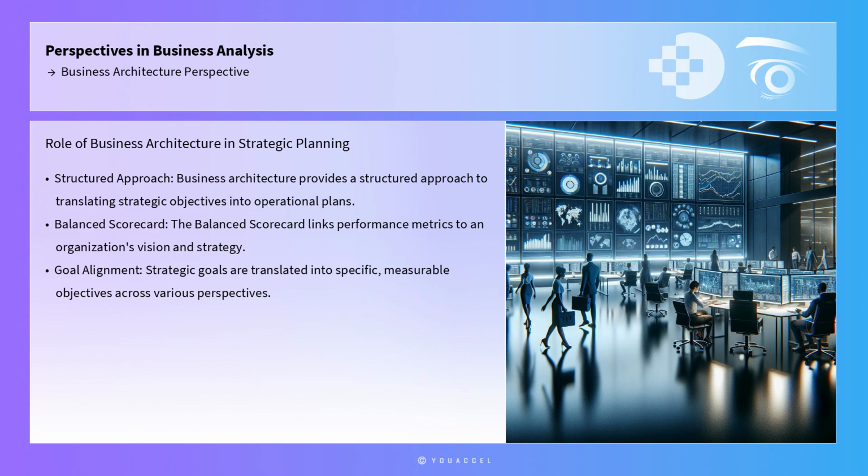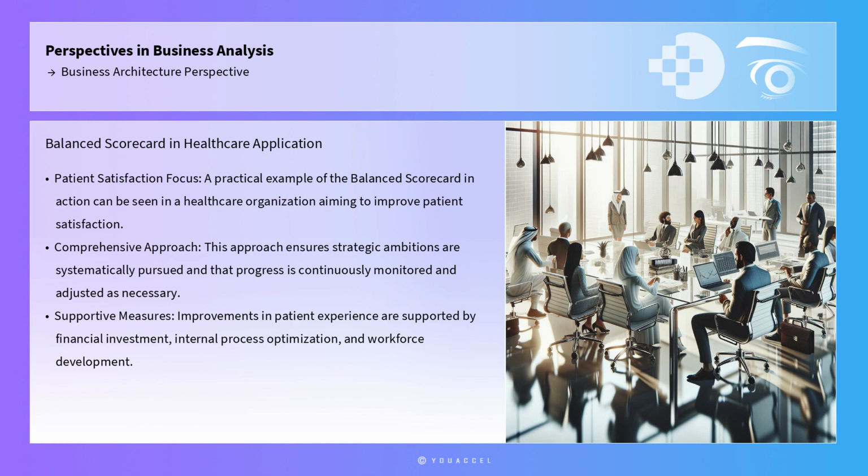This alignment is critical for maintaining focus and ensuring that all organizational activities contribute to achieving strategic goals. A practical example of the balanced scorecard in action can be seen in a healthcare organization aiming to improve patient satisfaction. By establishing specific objectives and metrics for each perspective of the balanced scorecard, the organization can ensure that improvements in patient experience are supported by financial investment, internal process optimization, and workforce development. This comprehensive approach ensures that strategic ambitions are systematically pursued and that progress is continuously monitored and adjusted as necessary.